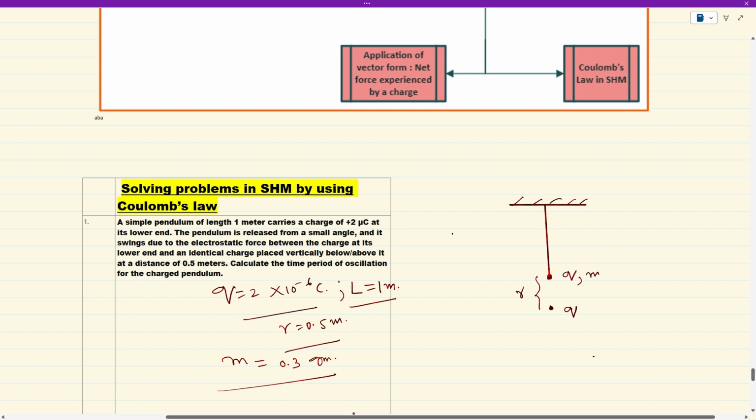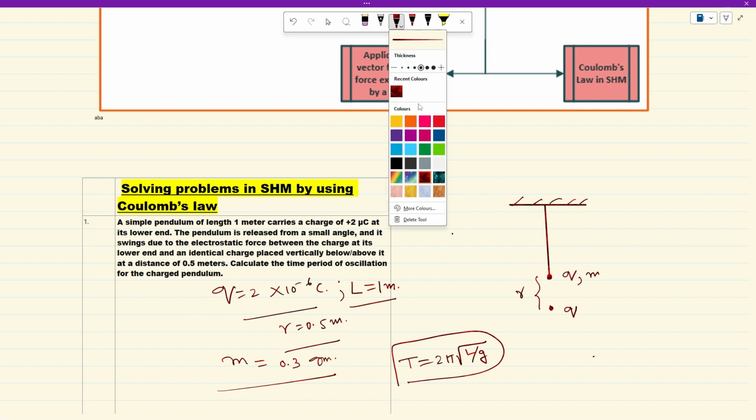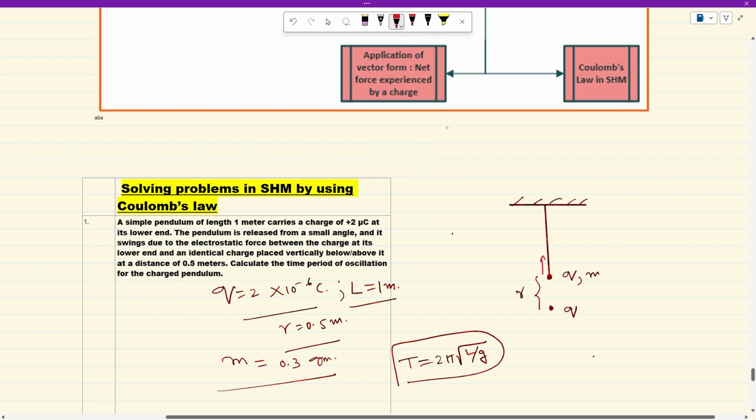The time period of a simple pendulum can be determined by the formula T equals 2 pi root over L by g. But here g will be affected because of the electrostatic force of repulsion. This charge Q will exert a force of repulsion on the charge lying above it, that is, the charge of the pendulum. That force will be in the upward direction. The electrostatic force is given by Fe equal to K times Q squared by R squared.